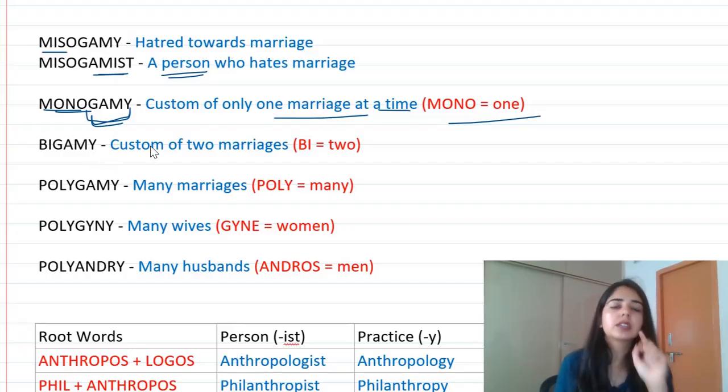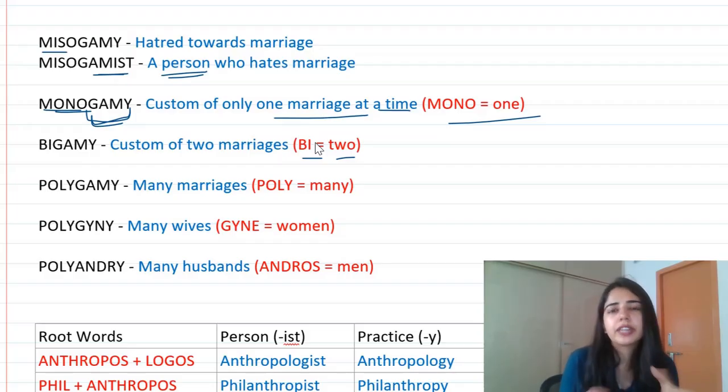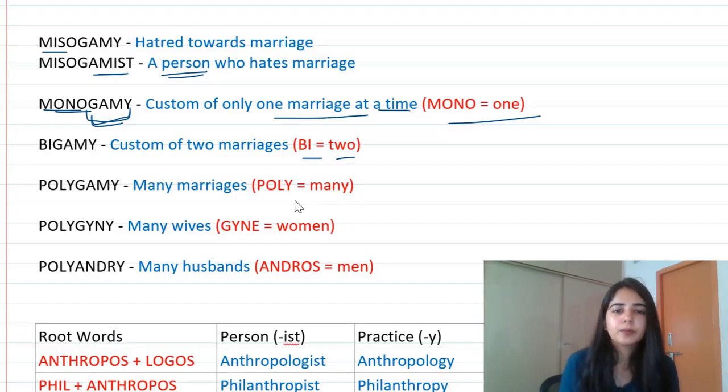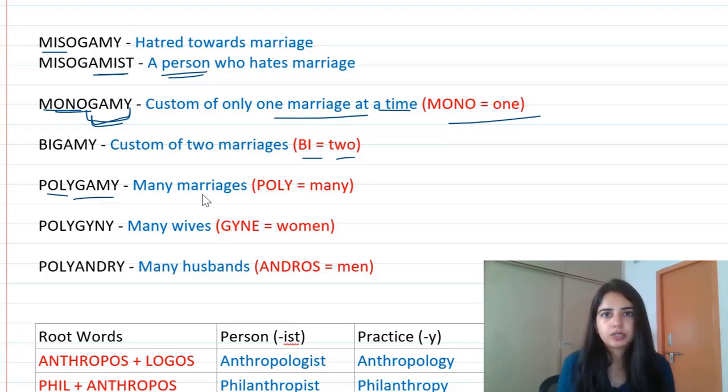Bigamy means custom of two marriages. Bi means two. If there is a culture where two marriages are allowed, or it is a custom to have two marriages, then that is bigamy. Similarly, polygamy. Poly means many. Polygon means a figure with many sides. So poly is many. Polygamy means many marriages. For example, the most popular example is Draupadi in women.